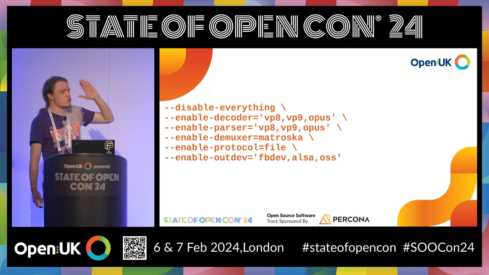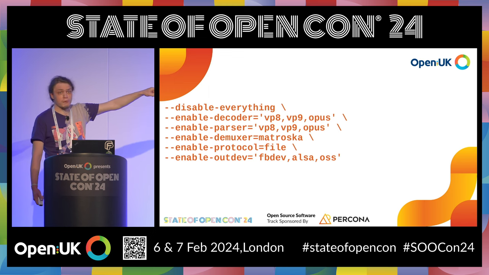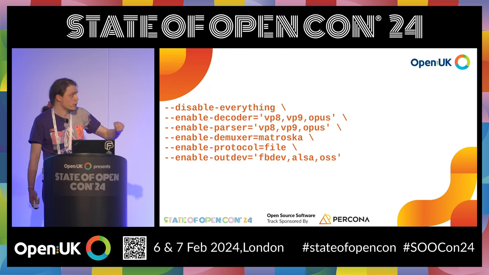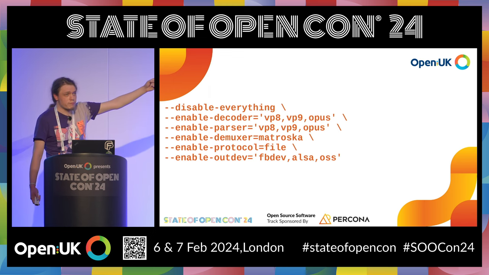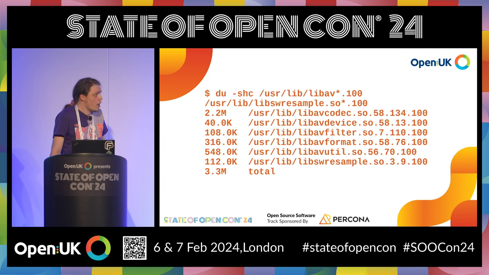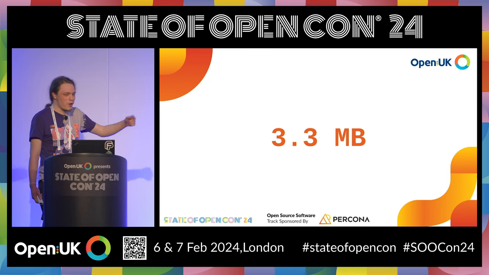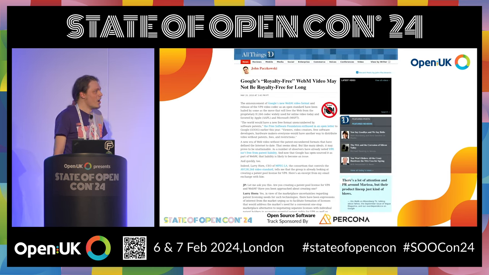And then this is super important. Video files are files. So we need to enable support for files. This is super important. And then out devices: frame buffer device, that's the display, and also OSS, that's audio. OK, run the totals again. Hot dang, 3.3 megs. OK, moving.